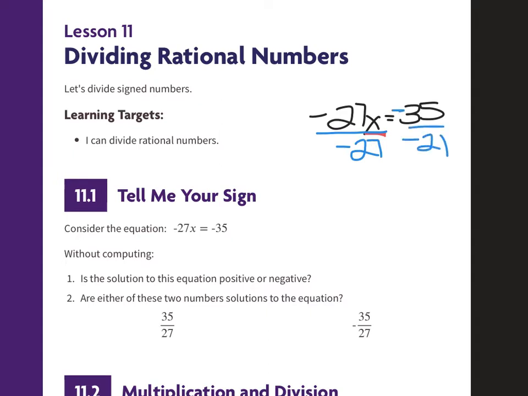So, those go away. A negative divided by a negative is positive. So, is the solution positive or negative? Well, it's going to be positive. Are either of these answers, that's a 7. This one is right here. Okay, and we'll talk more about that later on. So, let's turn the page, 102.